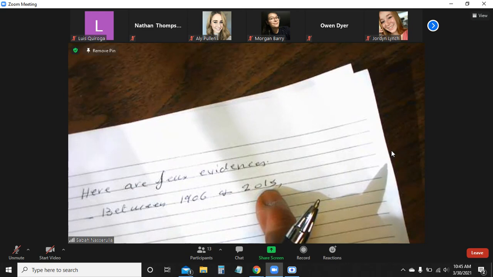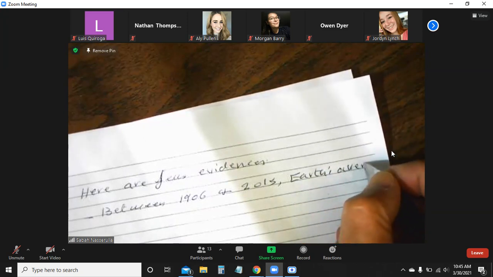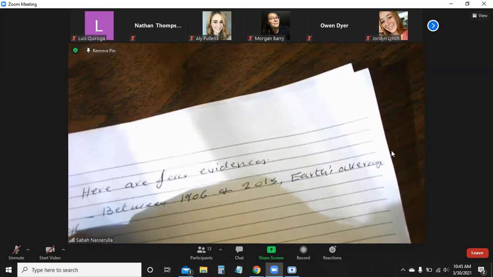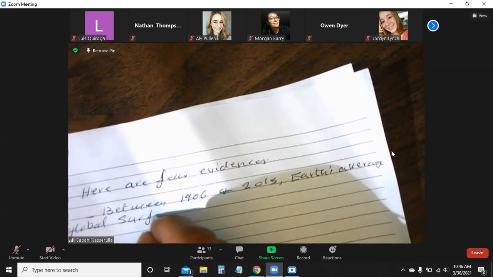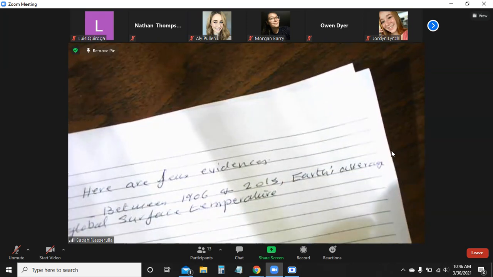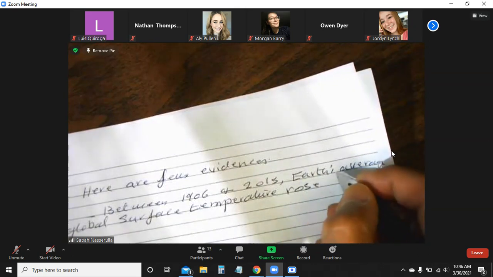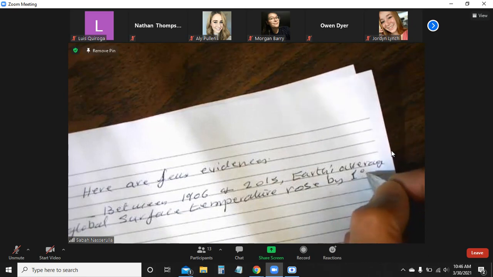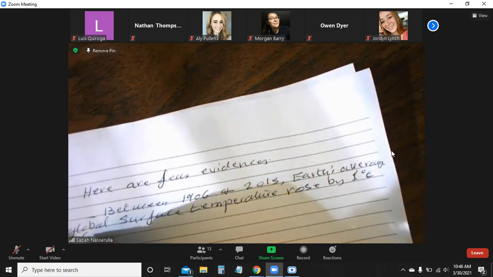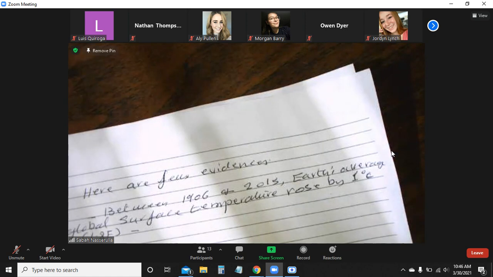Between 1906 and 2015, Earth's average global surface temperature rose by about 1 degree Celsius, which comes to around 1.8 Fahrenheit. And it seems most of this increase has occurred since the 1970s.